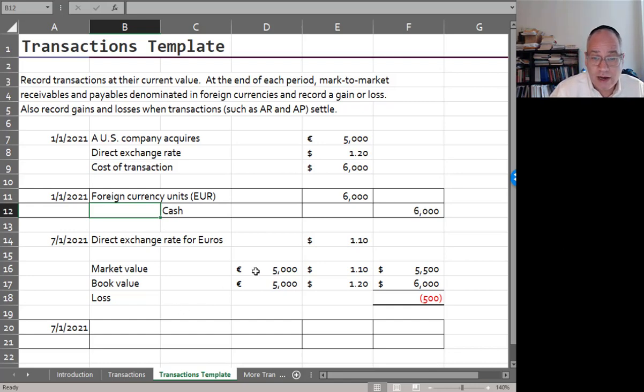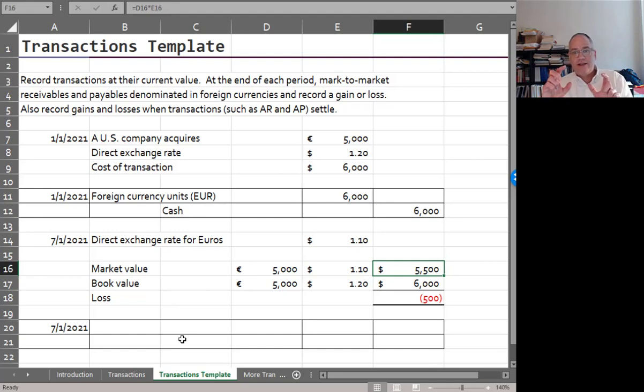Now, July 1st, the direct exchange rate at the time is $1.10. And I'm going to adjust this to market value. So at this time, the market value of these euros has declined to $5,500 because it's 5,000 euros times $1.10. Direct exchange rate would be $5,500.